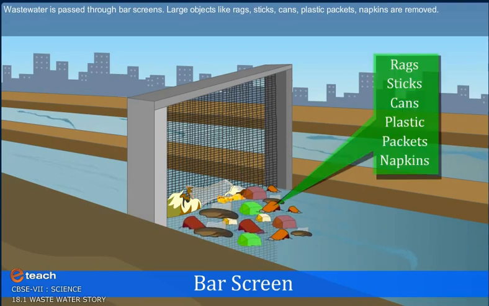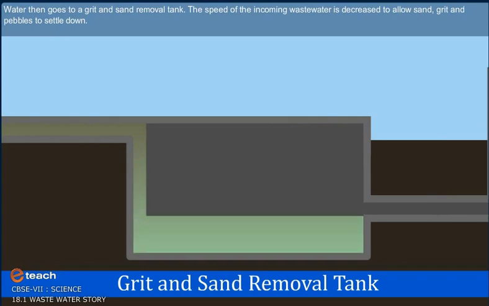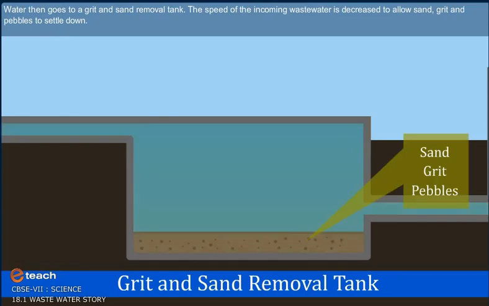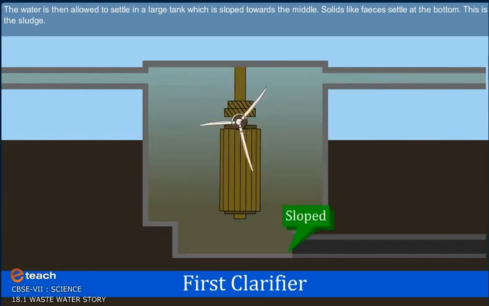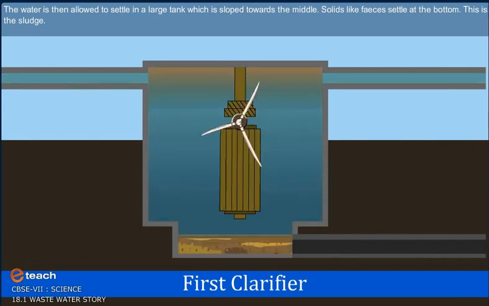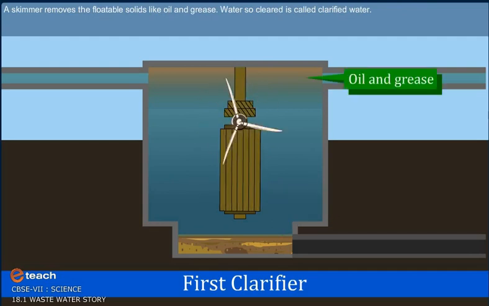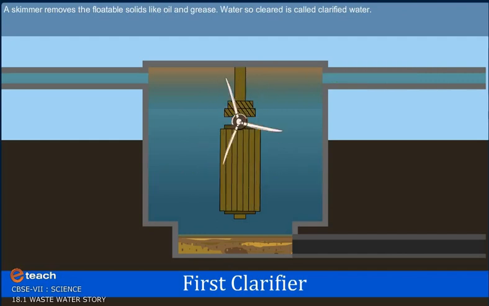Large objects like rags, sticks, cans, plastic packets, napkins are removed. Water then goes to a grit and sand removal tank. The speed of the incoming wastewater is decreased to allow sand, grit, and pebbles to settle down. The water is then allowed to settle in large tank which is sloped towards the middle. Solids like feces settled at the bottom. This is the sludge. A skimmer removes the floatable solids like oil and grease. Water so cleared is called clarified water.